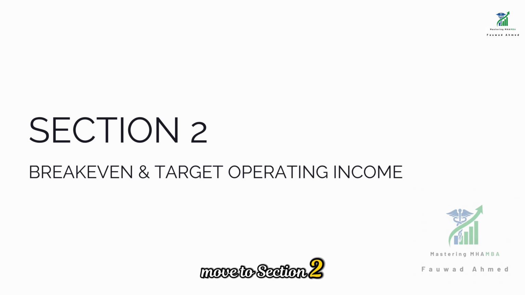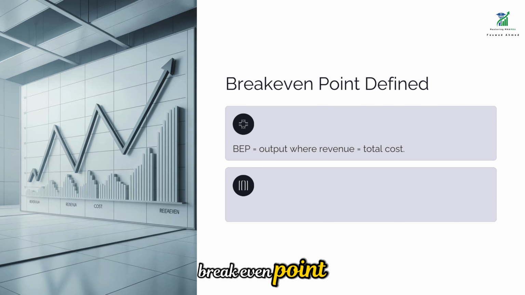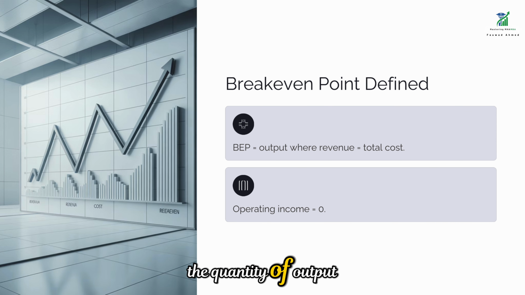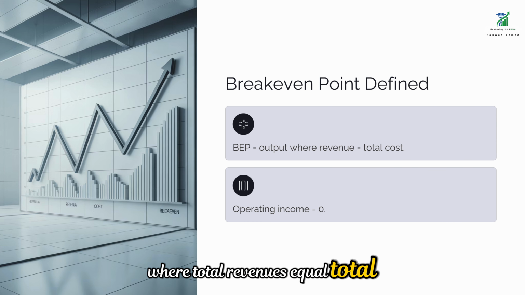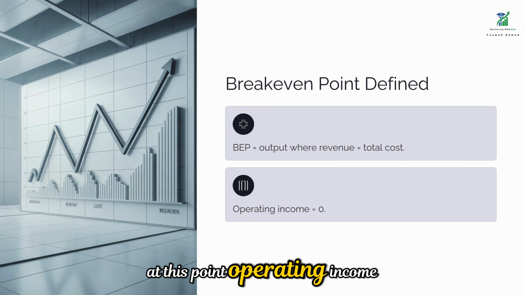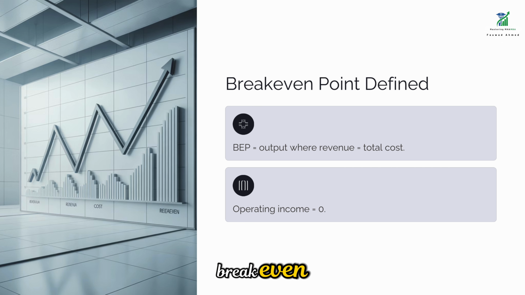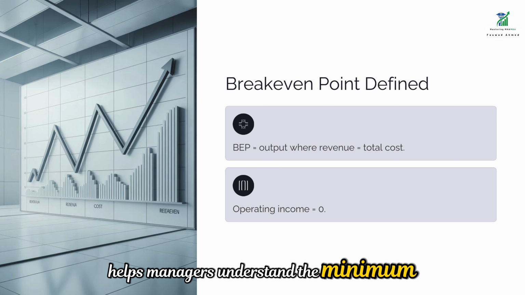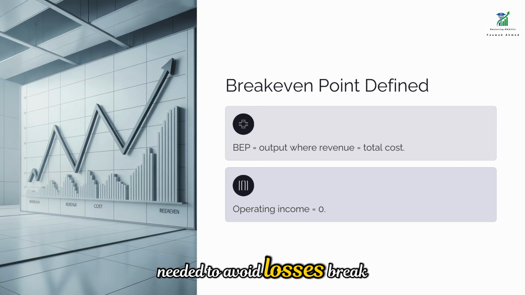Let's move to Section 2, Break-even point and target operating income. Break-even point. The break-even point is the quantity of output where total revenues equal total costs. At this point, operating income equals zero. Break-even helps managers understand the minimum performance needed to avoid losses.